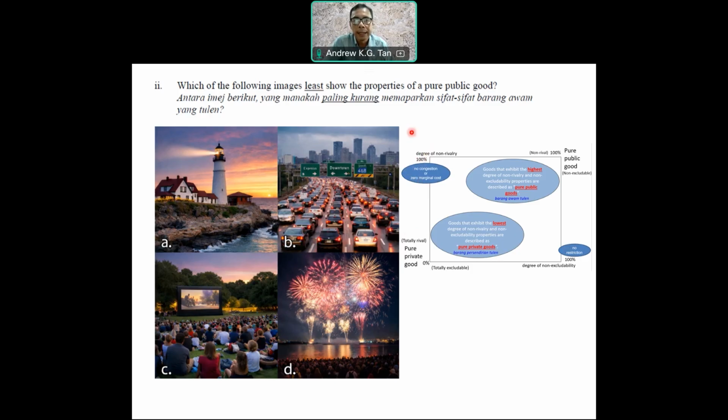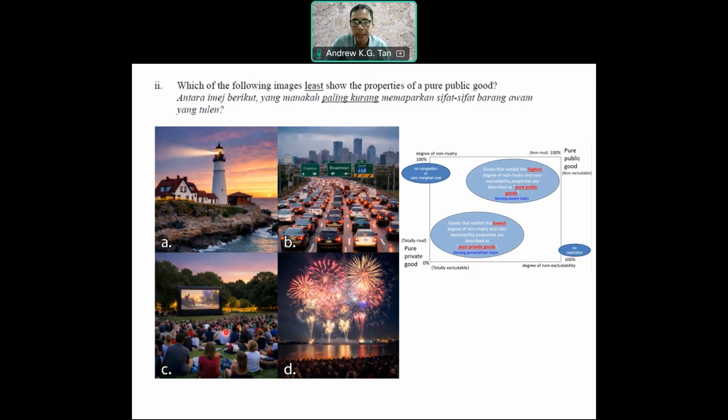Okay, so list show the properties of a pure public good. For lighthouse, they are pure public good because ships in the sea cannot be excluded from looking at the lighthouse, and an additional ship that can see the lighthouse has zero marginal cost. Similar for pertunjukan bunga api, individuals cannot be excluded from a public fireworks show, and an additional person looking at the fireworks show would have zero marginal cost, no congestion.